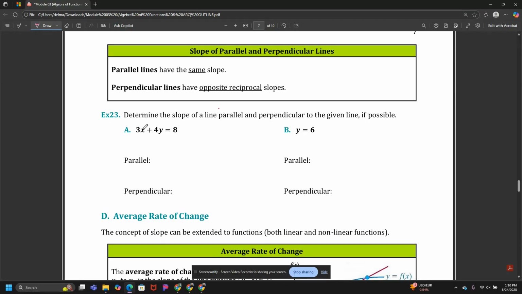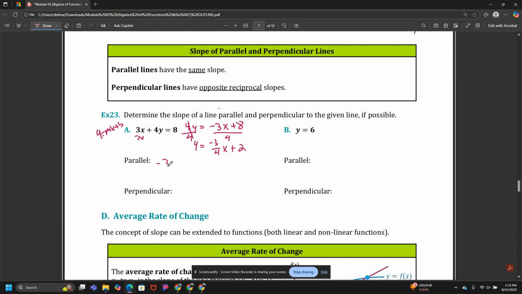Okay, so firstly we've got to get this into that y equals mx plus b form. First step is to subtract 3x, so my 4y is equal to negative 3x plus 8. We're going to divide by 4. Remember, 4 divides both, so that means negative 3/4 x plus 2.